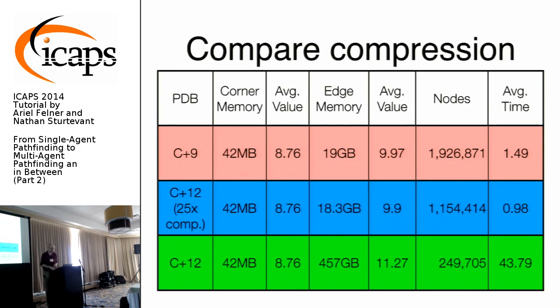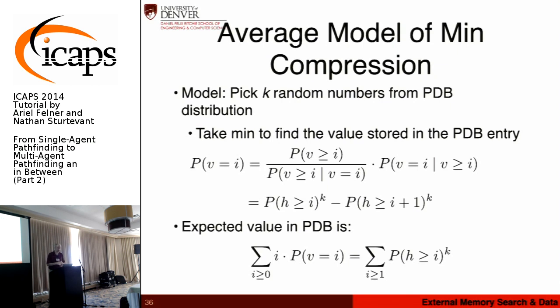The work that I'm going to describe here is something that we have published in SoCS this year. It ends up that no one's done an analysis of min compression before, but we were able to do this analysis based on a bunch of assumptions about uniformity of distribution and things like this. And it says the expected value of a pattern database, given that I'm compressing it by a factor of k, is this subtraction between the probability of a heuristic being greater than i plus 1.